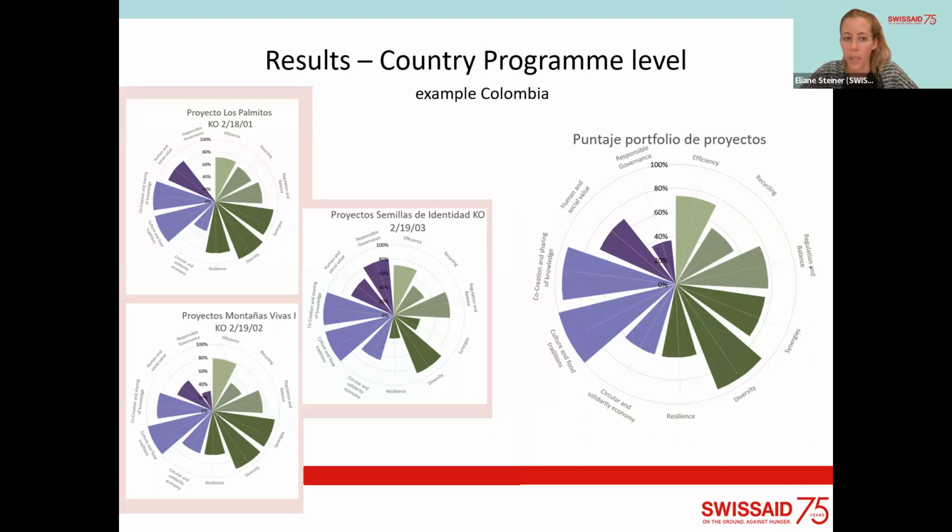There are some that score very well, for example co-creation and sharing of knowledge, which is something that SWISSAID has been doing for a long time. We work a lot in farmer field schools and also participatory research. So it is very nice that we now see that in our results. Some score less well, such as responsible governance, which I already explained.